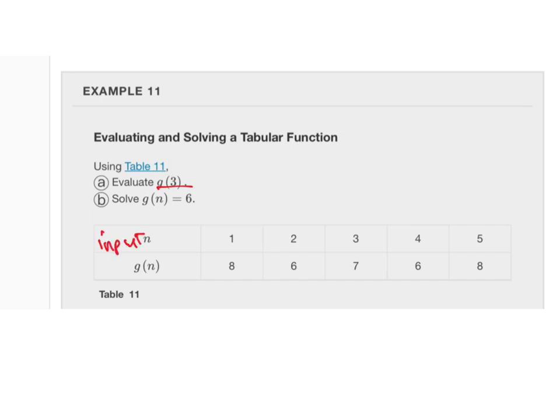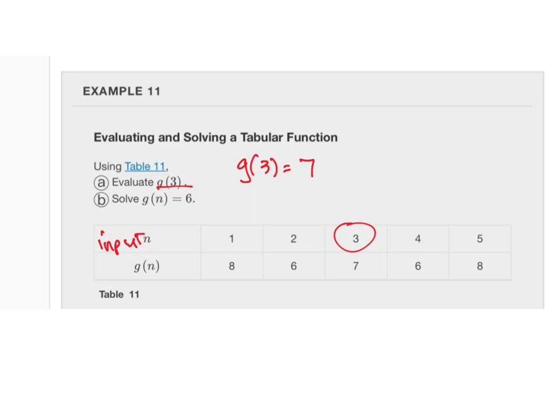Okay? So if 3 is the input, then I go over to 3 and I say, what's the output when the input is 3? G of 3 is 7. Okay? It's very straightforward. But I'm telling you right now, my pre-cal kids struggle with this. G of 3 is 7.